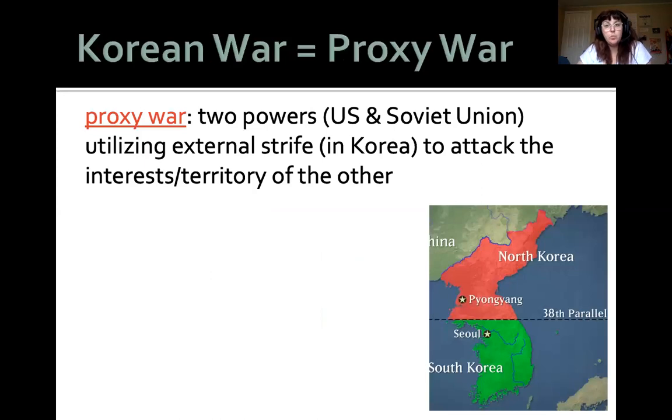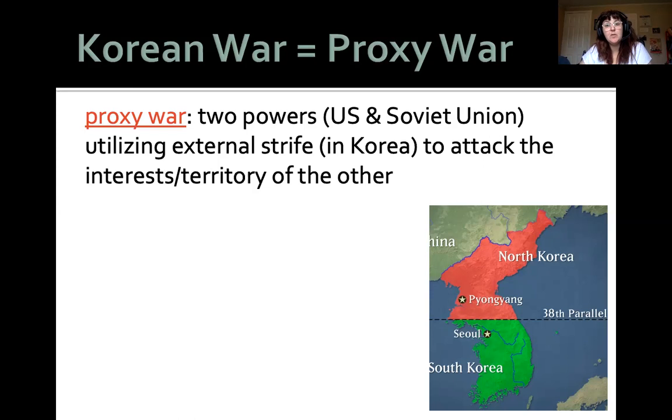So the Korean War, which was basically the war by the US and South Korea to take over North Korea, is what's called a proxy war. And that is where two other powers, in this case the US and the Soviet Union, use external conflict in Korea to attack the interests of each other.